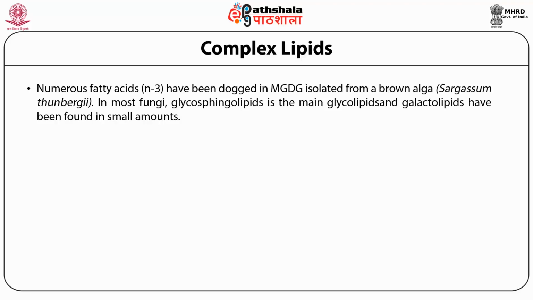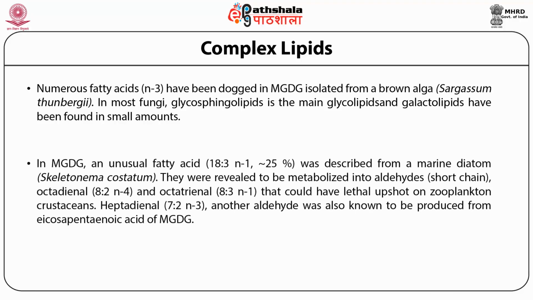In most fungi, glycosphingolipids are the main glycolipids, and galactolipids have been found in small amounts. In monogalactosyl diacylglycerol, an unusual fatty acid was described from a marine diatom, Skeletonema costatum. They were revealed to be metabolized into short chain aldehydes, octadienal and octatrienal, that could have a lethal upshot on zooplankton crustaceans.